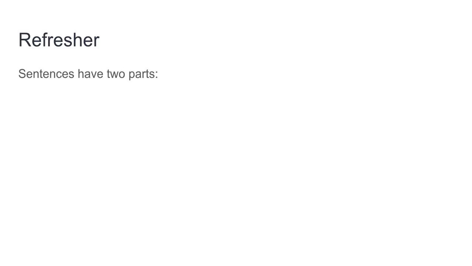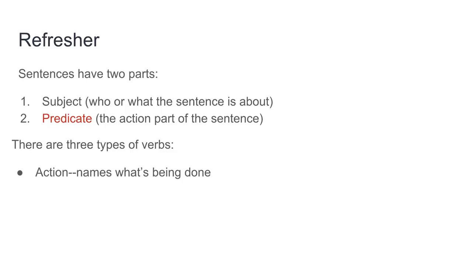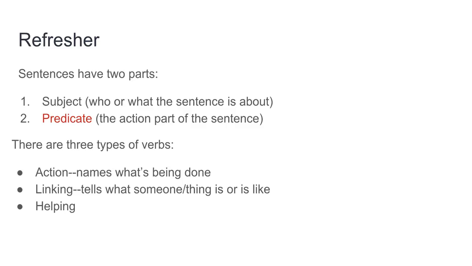As a basic refresher, sentences have two parts. They have the subject, and that's who or what the sentence is about, and they have the predicate, which is the part with the verbs in it. There are three types of verbs. Action verbs name what's being done in the sentence. Linking verbs tell us what something is or is like. And helping verbs, which we haven't gone over yet.